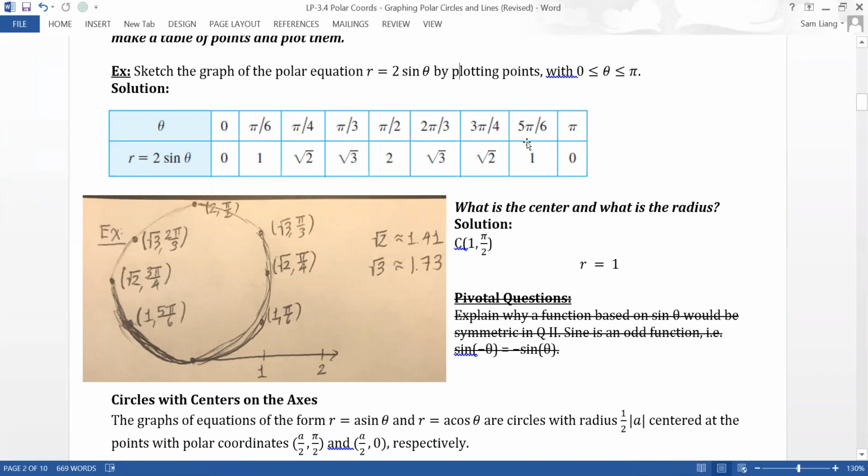And for these, this is what you're going to get for these values: square root of 3, 2, square root of 3, root 2, 1, 0. Note that it is symmetric, which makes sense because sine is symmetric in that way. So sine of pi over 3 is equal to sine of 2 pi over 3. Quadrants 1 and 2, both positive root 3.